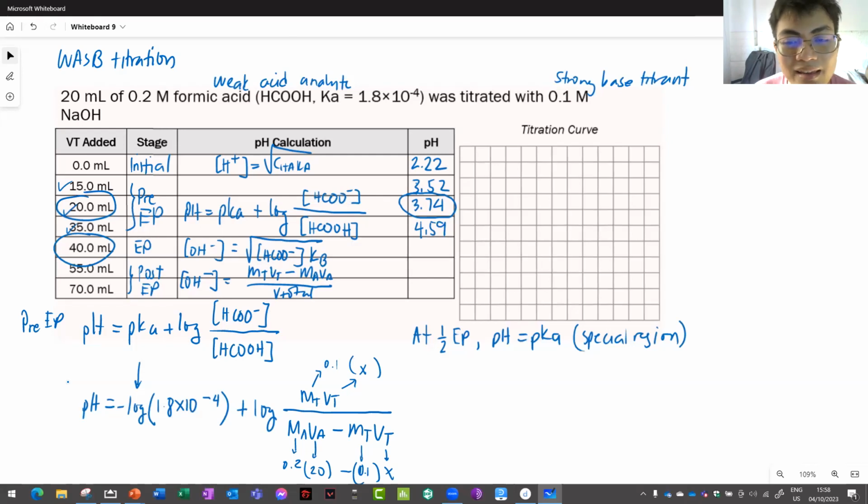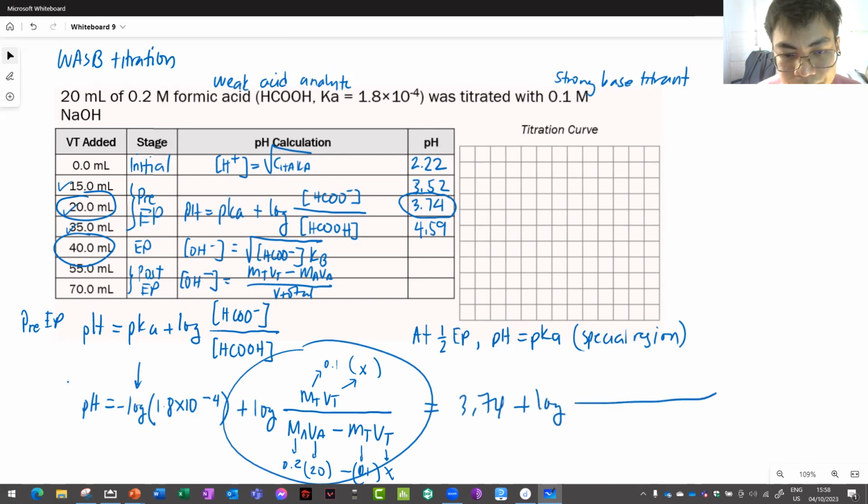Ayan. Okay. Ngayon, paano nangyayari doon? What happens? Bakit nagiging equal yung pH sa pKa? So let's try to plug in some values. So ano yon? 20, di ba? So etong part na to, isusulat natin dito. So it's 3.74 plus log of 0.1 times 20 over 0.2 times 20 minus 0.1 times 20. So ito lang din yun. Yung 3.74, yun na yung pKa dito.